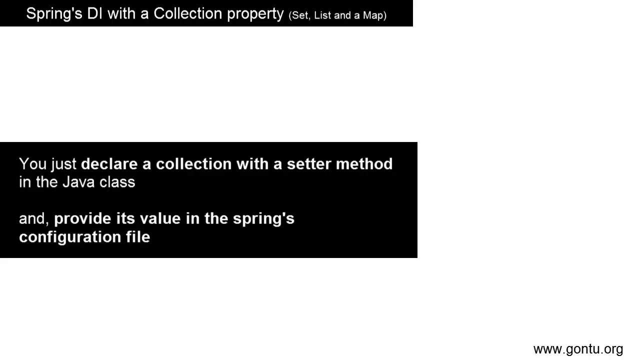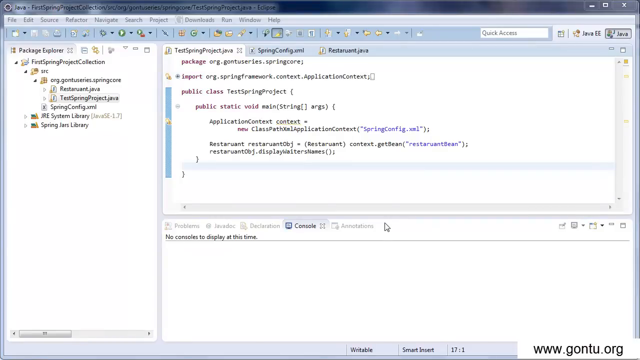Now when you use Spring Framework, you have an option to do it in a little different way. What you do is, in your Java class, you just declare a Java collection along with its setter method and simply provide all values of this collection in the Spring's configuration file. And at runtime, while initializing the class bean, Spring will initialize the collection with the values mentioned in the Spring config.xml file.